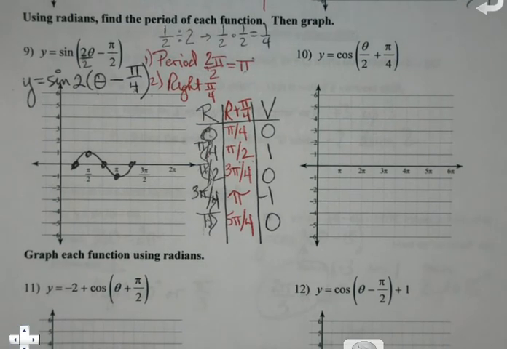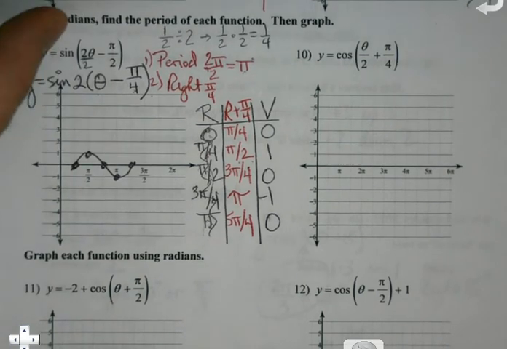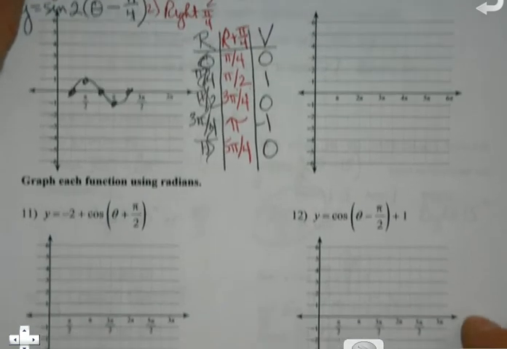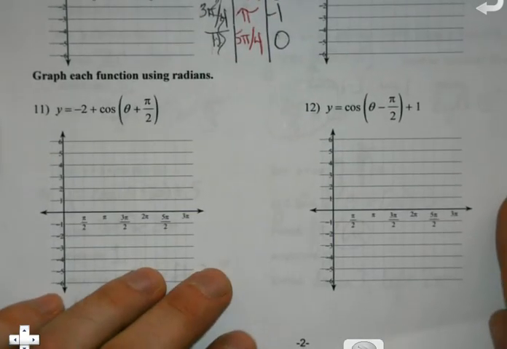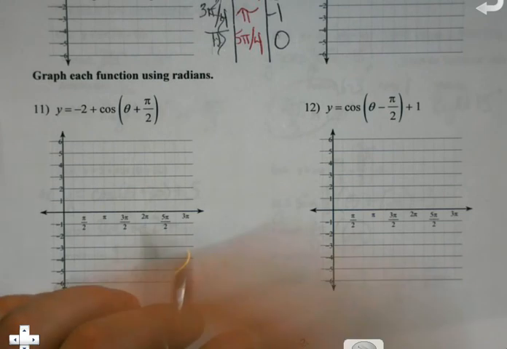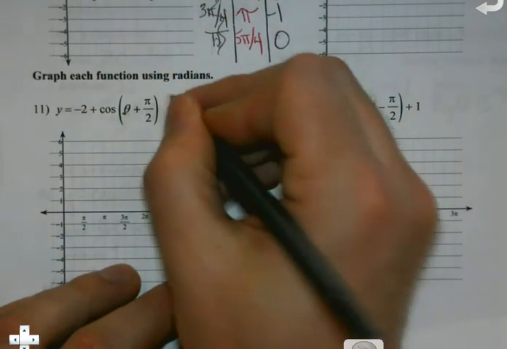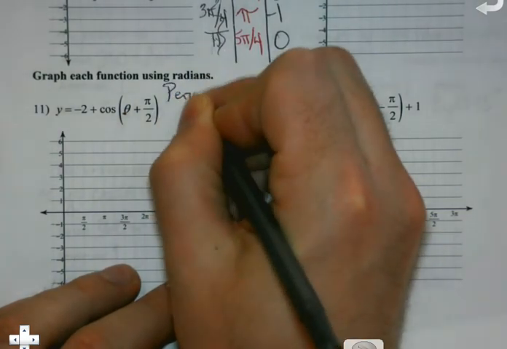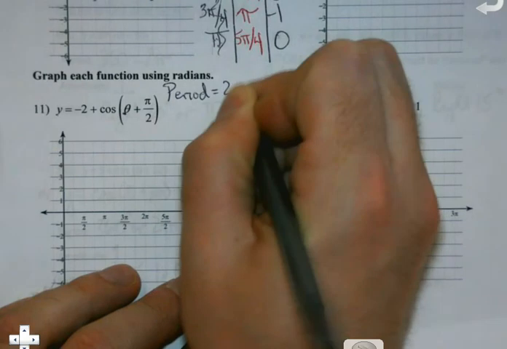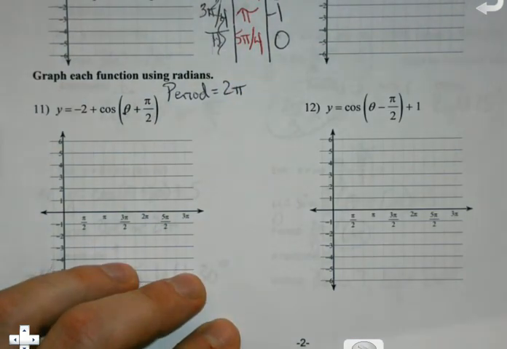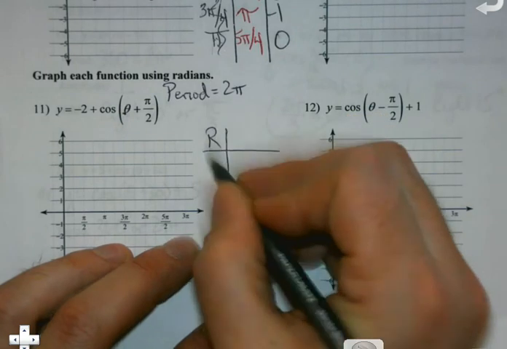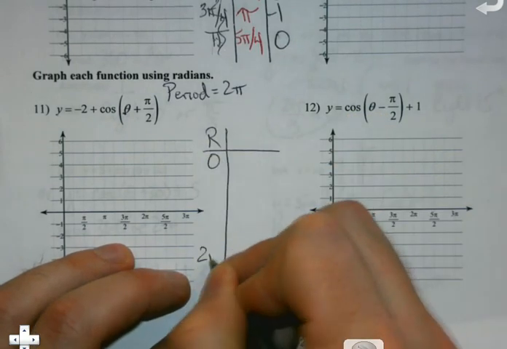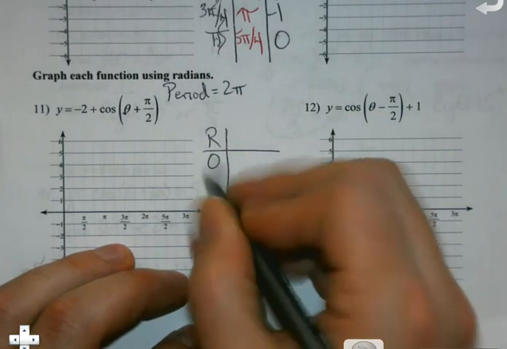I'm going to pop down to 11. So I want to make sure we get an up down in here too. So on 11, all right, what do we notice? No period change. So my period's going to be back to good old 2 pi. So with me knowing that, I'm going to get that in here first. So being back to good old 2 pi, I know how to set that up.